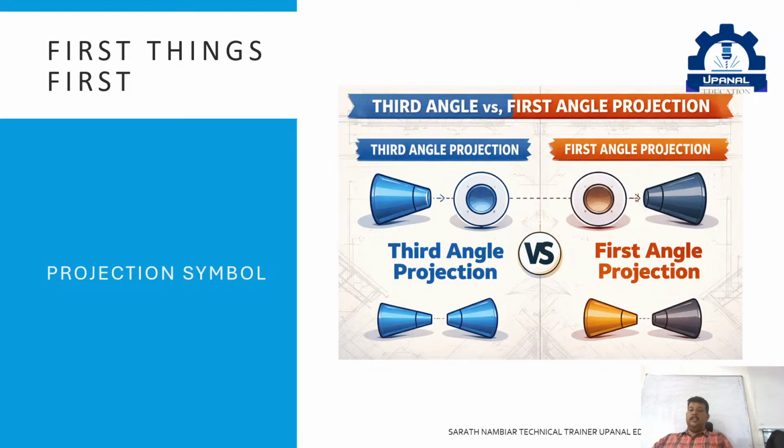So from now, just build this habit. Whenever you get a drawing, don't rush. Pause for a moment, scan the sheet, and first find the projection symbol. That 1 second checking can save you hours of mistakes.